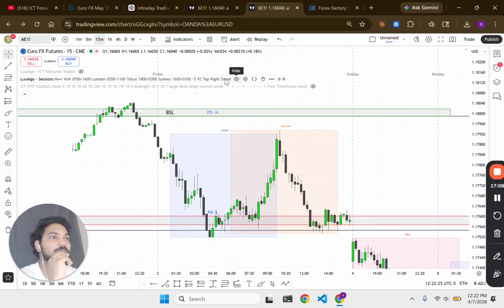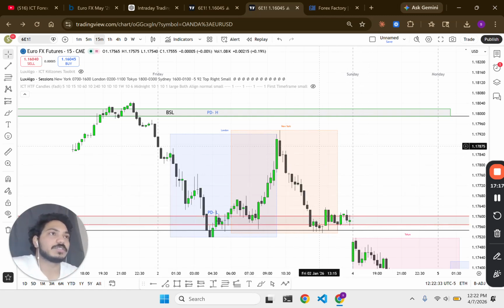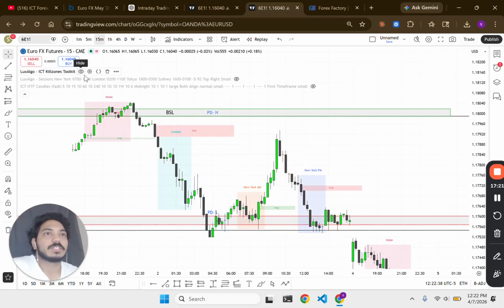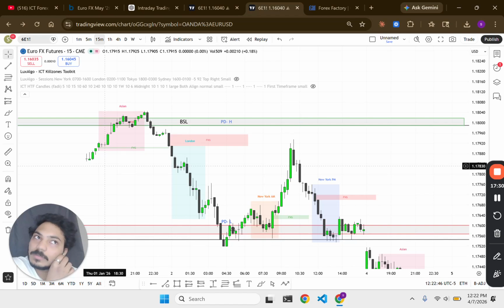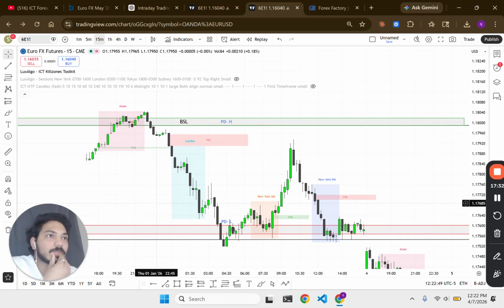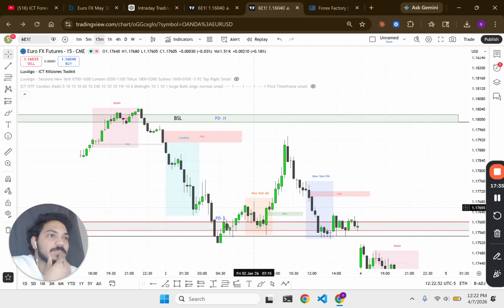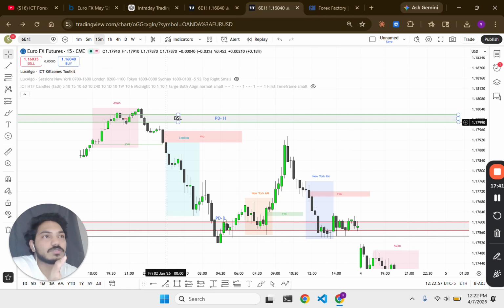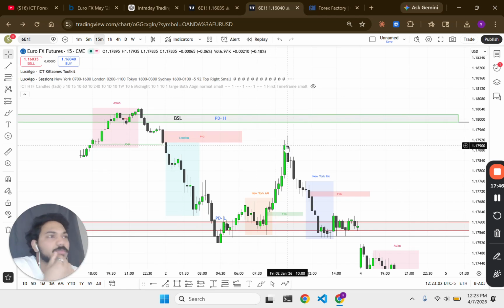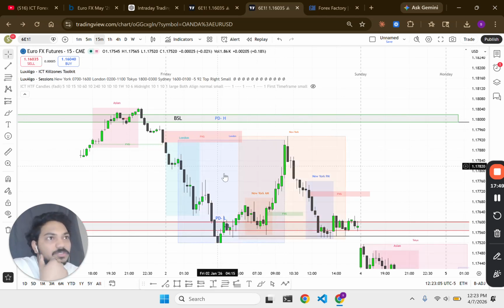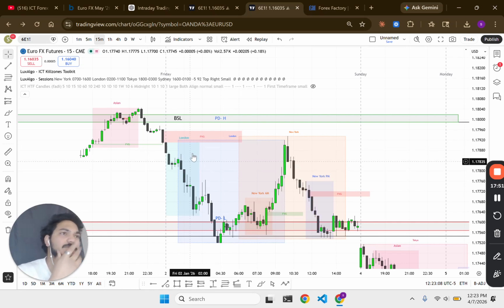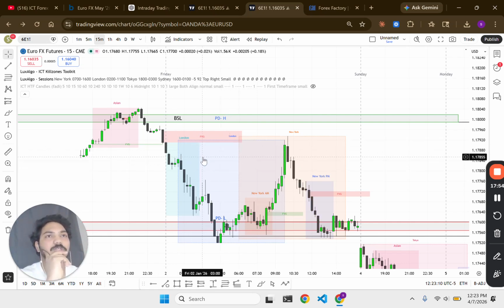I'm basically using Lux Algo's sessions for noticing these sessions. And this is the ICT Kill Zones Toolkit. This is the London session. This only shows kill zones. It only tries to identify the kill zones, not the entire session. But I sometimes use both of them just to be sure. Okay, it is easier for us to use both.